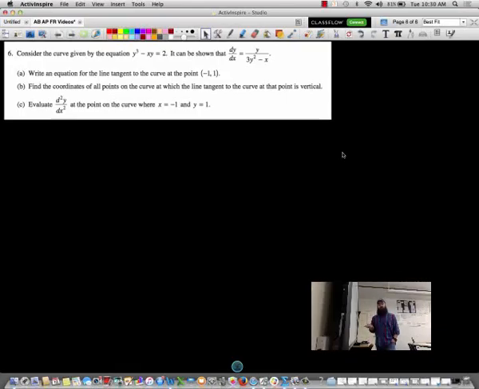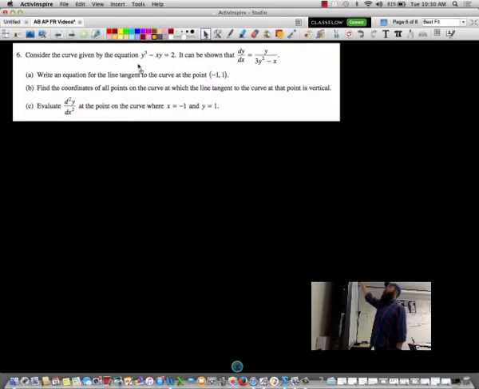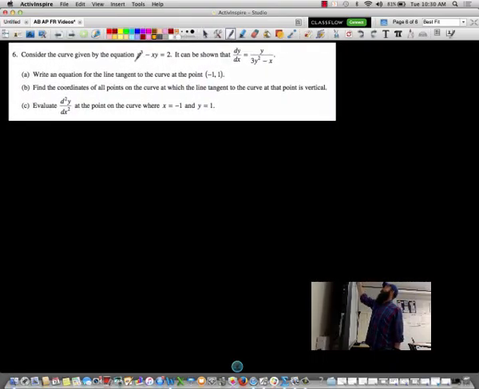So this is problem number 6 from the AP Calculus AB free response section. I'll give you a moment to read the problem, so you may want to pause the video now. Okay, so you're given an implicit equation in this problem, and you're given the derivative of that equation. So there's no need to actually find the derivative. They've saved you some time here.